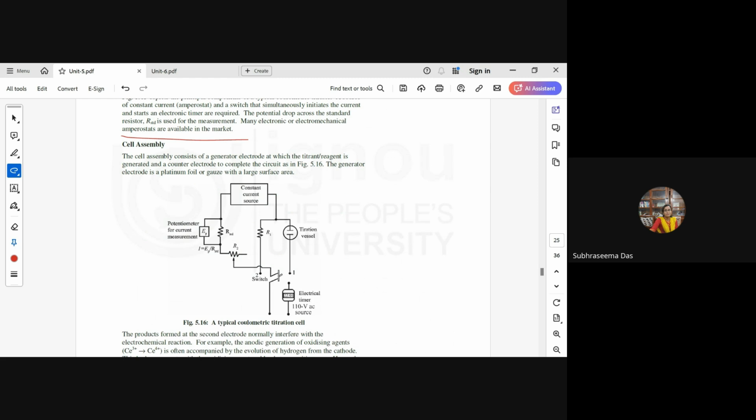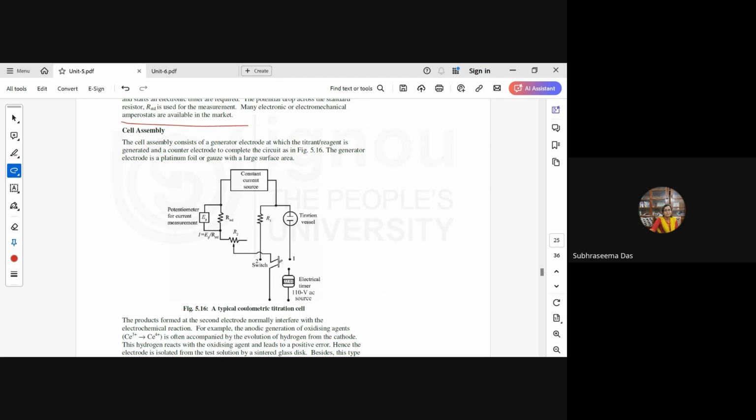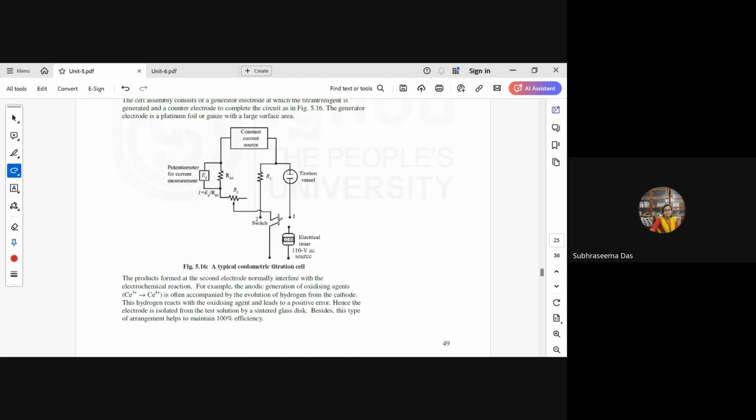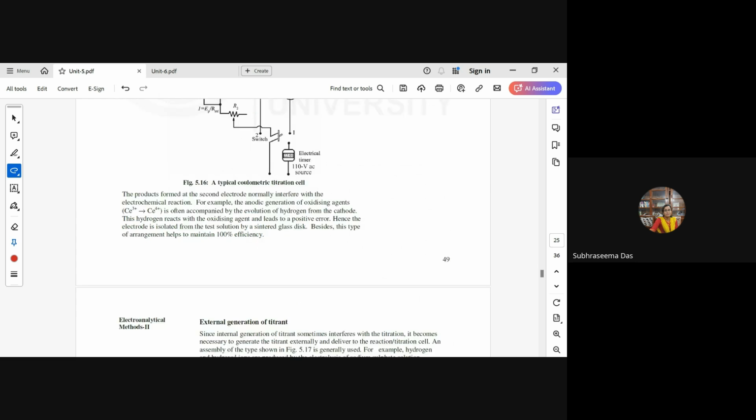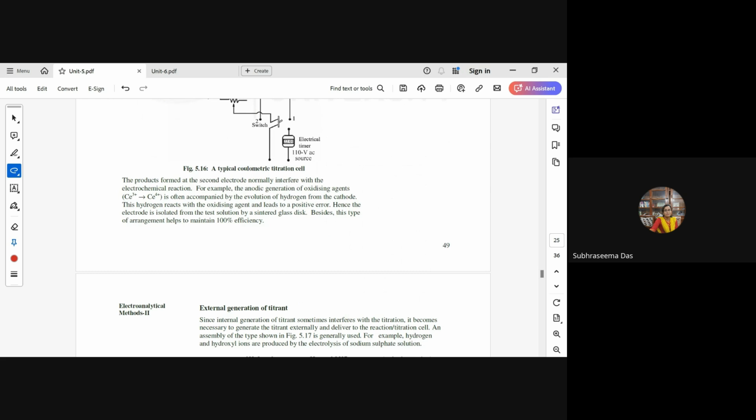Now the cell assembly consists of a generator electrode, as shown in figure 5.16. The products formed at the second electrode can interfere with the electrochemical reaction. For example, the anodic generation of oxidizing agents like Ce3+ to Ce4+ is often accompanied by evolution of hydrogen. This hydrogen then reacts with the oxidizing agent and leads to a positive error.